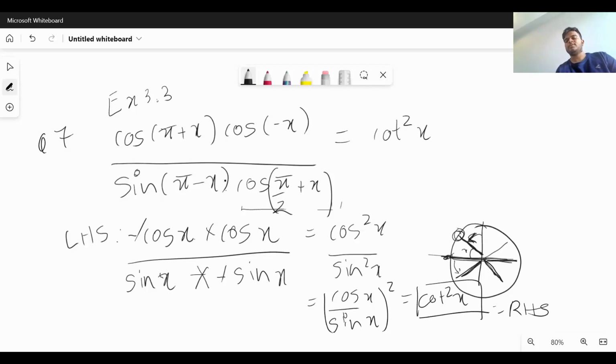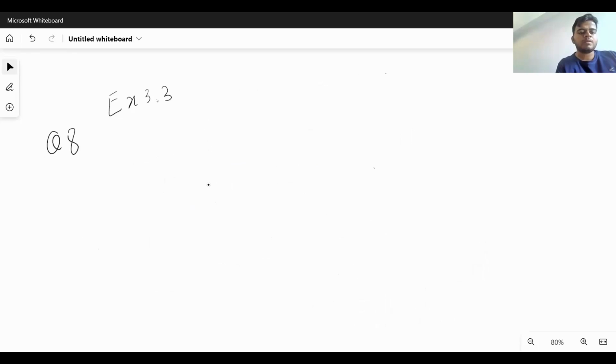We solved this. Correct? You could have applied identities here as well. You could have expanded pi plus x, pi minus x, pi by 2 plus x, but that would have been a very lengthy procedure. If you can draw this circle and figure out where the angles are going to be, you'll be able to figure out the signs as well, and then you can solve this. Correct? Moving on to question number 8.